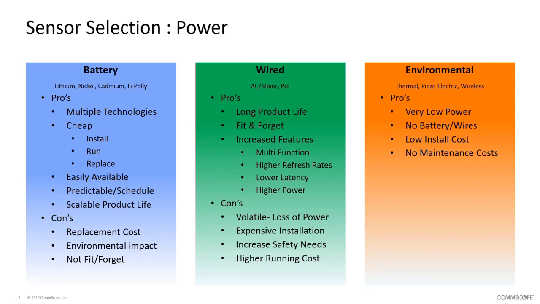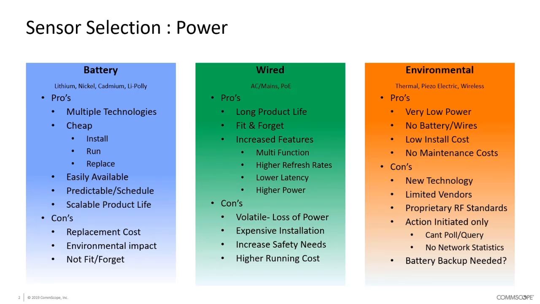These tend to have a very low initial cost as well as no maintenance or running costs associated with them because of their harvesting capabilities. On the downside, though, these are all relatively new technology. These tend to be very, very low power devices. They don't tend to offer multiple capabilities, and they tend to currently be from one or two vendors as well. So they're a combination of newer technologies with limited vendors and limited capabilities.